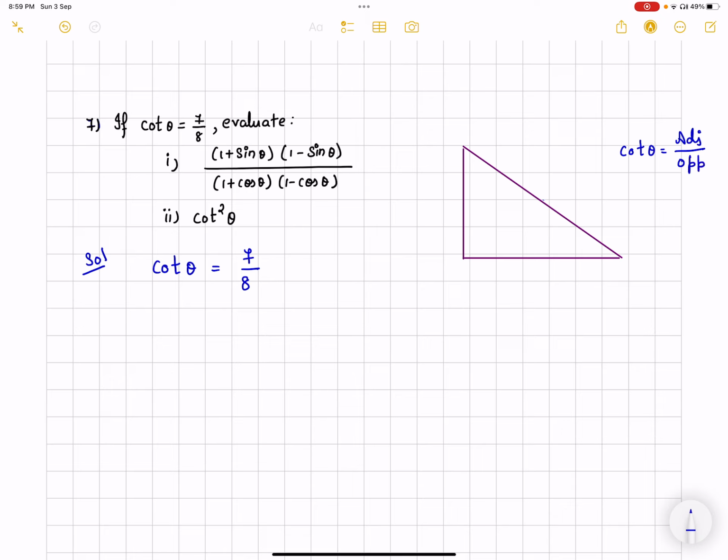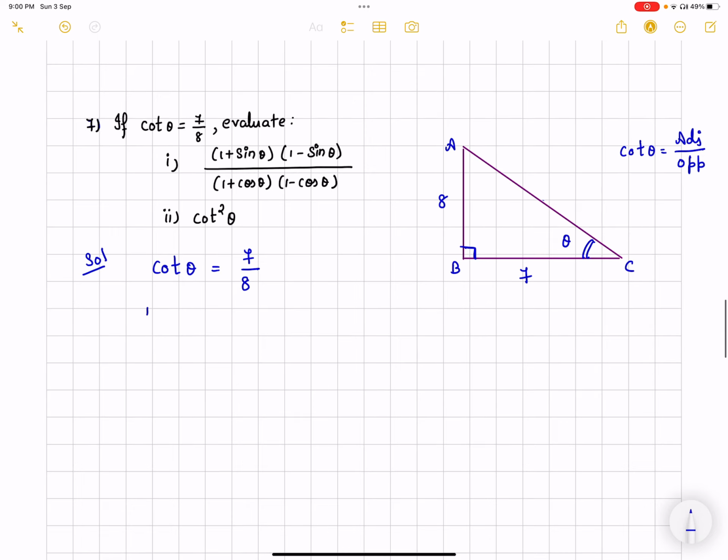Now if I consider this to be a right angle triangle ABC, with the right angle at B, and theta is the angle C. Based on the information given, let me plot it. They gave me that the adjacent side is 7 and the opposite side is 8. And what I need to find out is AC. So I would be taking the help of the Pythagoras theorem to get my hypotenuse side.